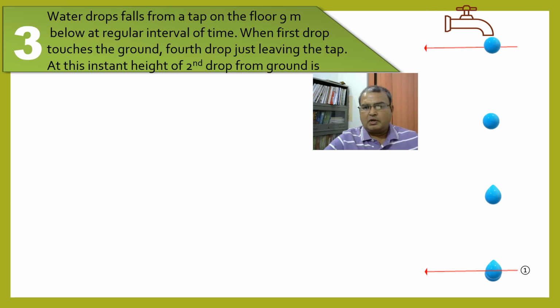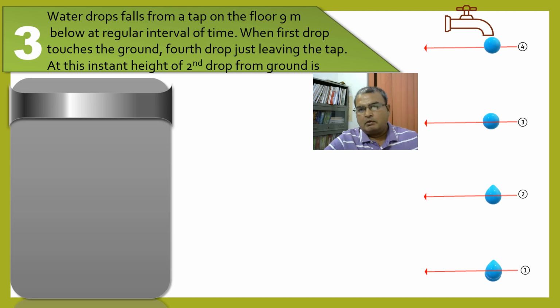It is the total height, the 9 meter that is mentioned in the problem. This fourth drop is leaving the tap. So this is the drop. In between there is a second drop and first drop is touching the ground.